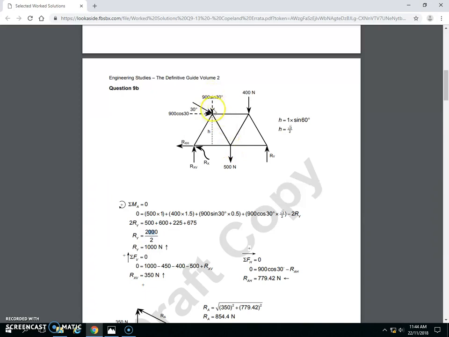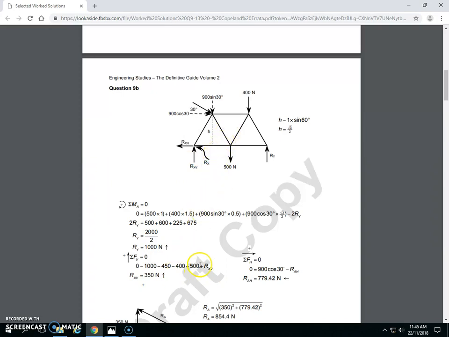Remember how I said that 900 sine 30 is 450. So if you didn't understand where that 450 came from, it came from this vertical force here. 900 times sine 30 minus 40, because again it's going down, minus 500 plus RxV. So RxV is the vertical component of Rx. Are we all good with that?